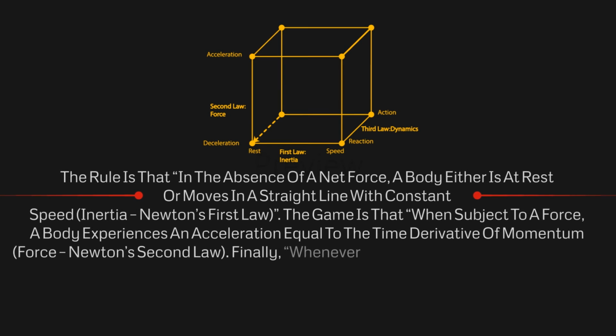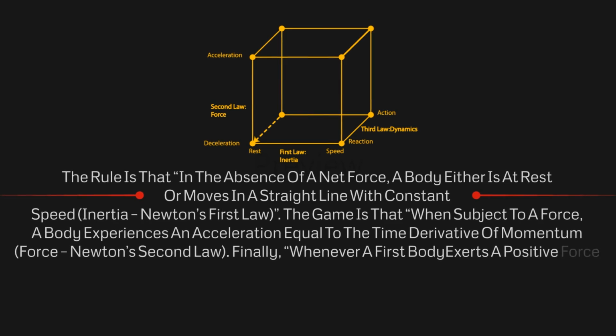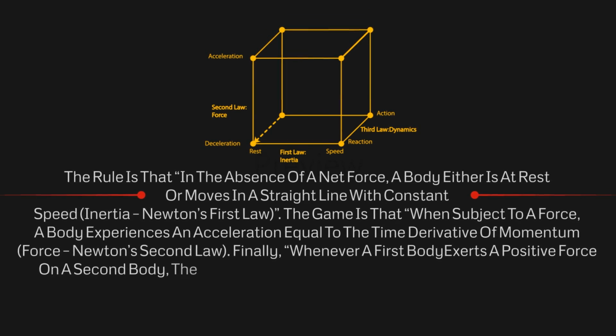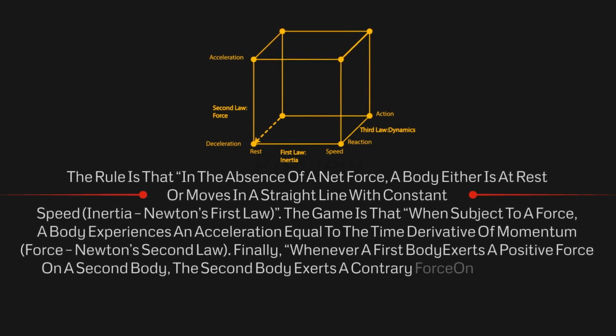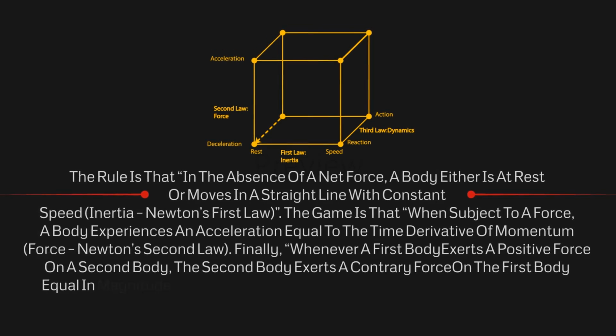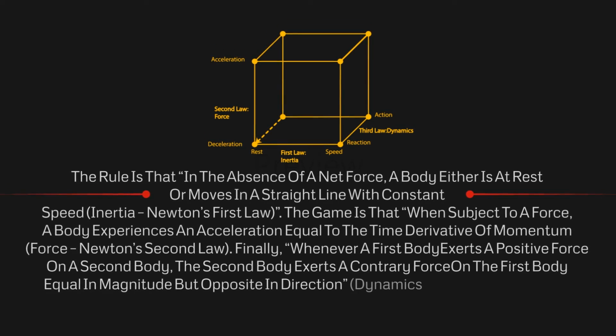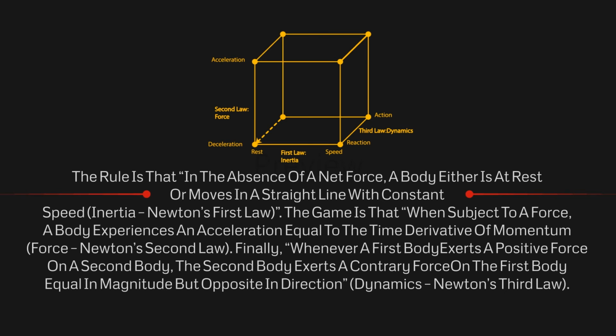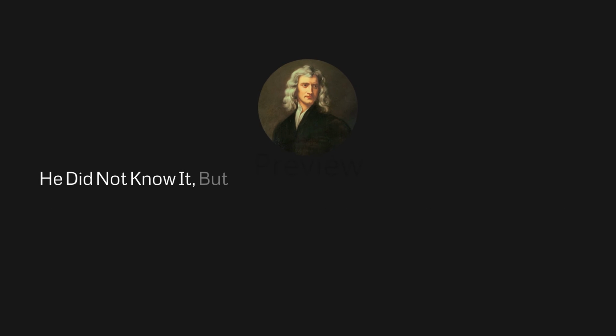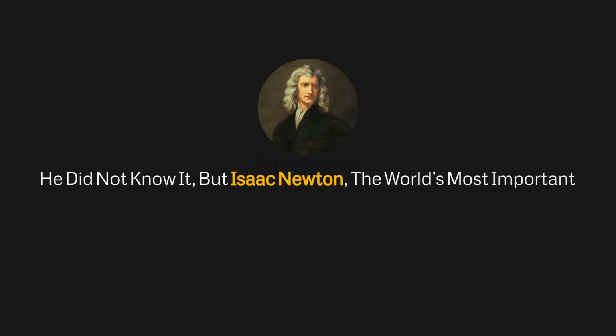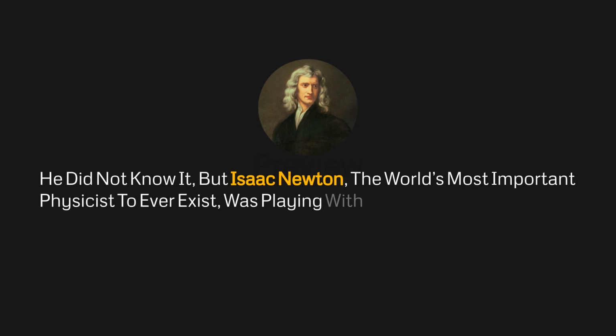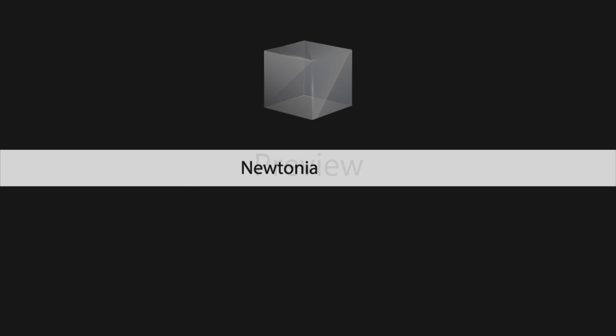Finally, whenever a first body exerts a positive force on a second body, the second body exerts a contrary force on the first body equal in magnitude but opposite in direction: dynamics, Newton's third law. He did not know it, but Isaac Newton, the world's most important physicist to ever exist, was playing with uCube. Newtonian cube.